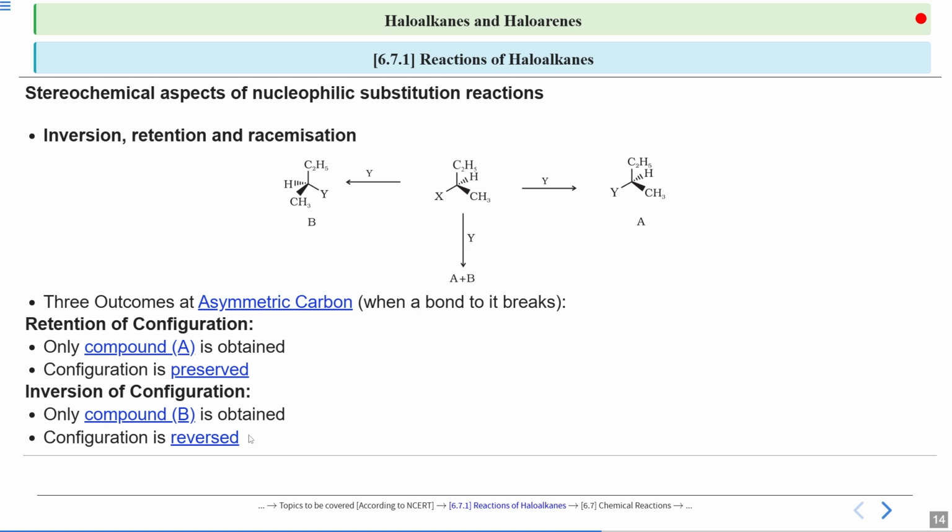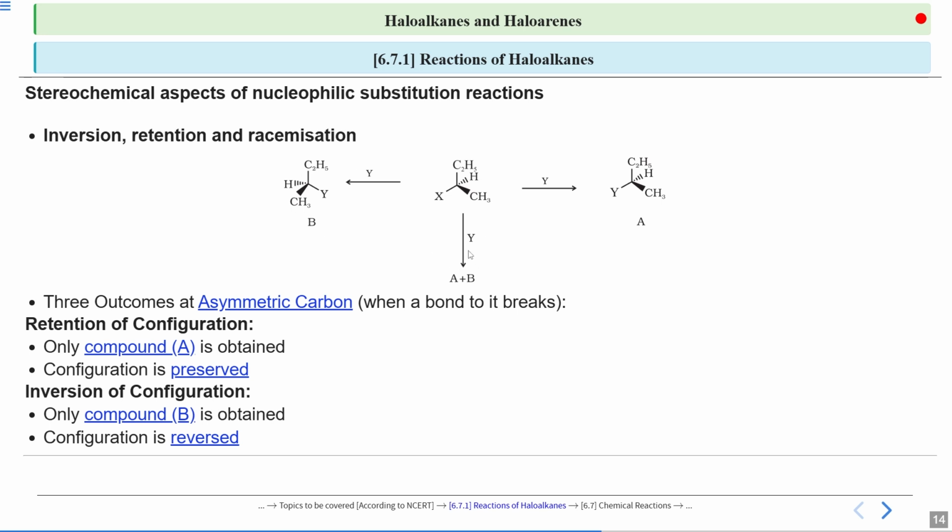In this case, the configuration is reversed. In the first case, where we obtain product A, the configuration is preserved, while in the second case, where we obtain compound B, the configuration is reversed. So when you break the bond between the asymmetric carbon and the X substituent and replace X with Y, both outcomes are possible. Where the configuration is preserved, you get product A, and where the inversion of the configuration happens, you get product B.